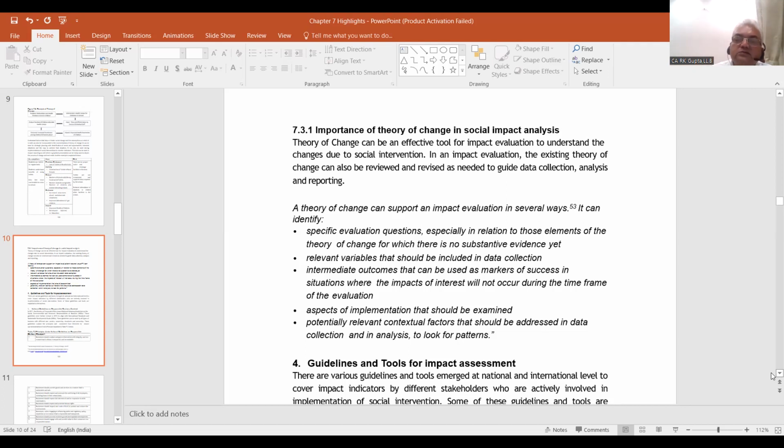Then intermediate outcomes that can be used as markers of success in situations where the impacts of interest will not occur during the time frame of the evaluation. Then aspects of implementation that should be examined, and potentially relevant contextual factors that should be addressed in data collection and in analysis to look for patterns.